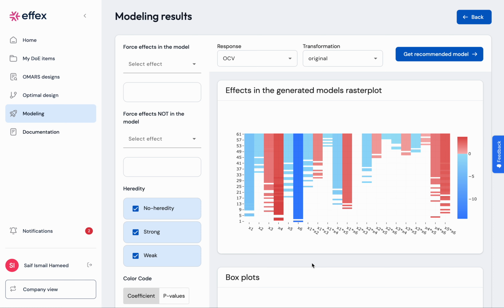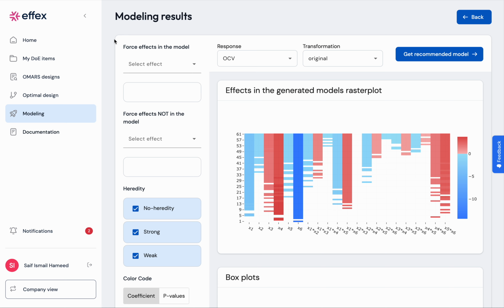So before I explain the remaining charts in the modeling results, I will explain the filtering options that you have available. Now over here in this column, you have a lot of options which allow you to filter through the modeling results.